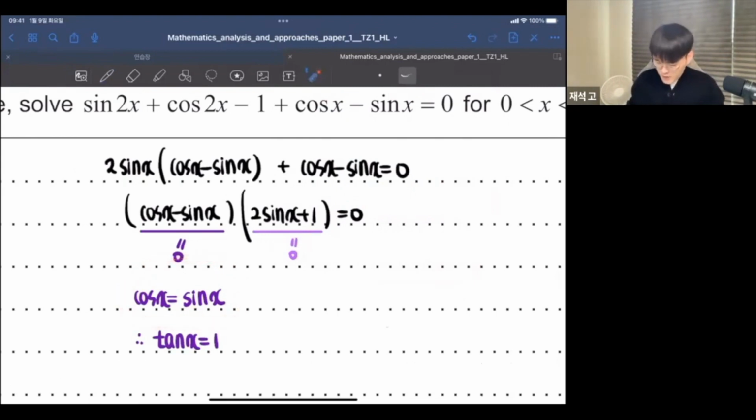Because here we're dividing by cosine, and you can't just divide by cosine without caution because cosine can be 0. But why can we divide this? If cosine is 0, then sine should also be 0. But it's never the case that both cosine and sine are 0 at the same time. So we always divide this shape by cosine and create tangent to solve it.